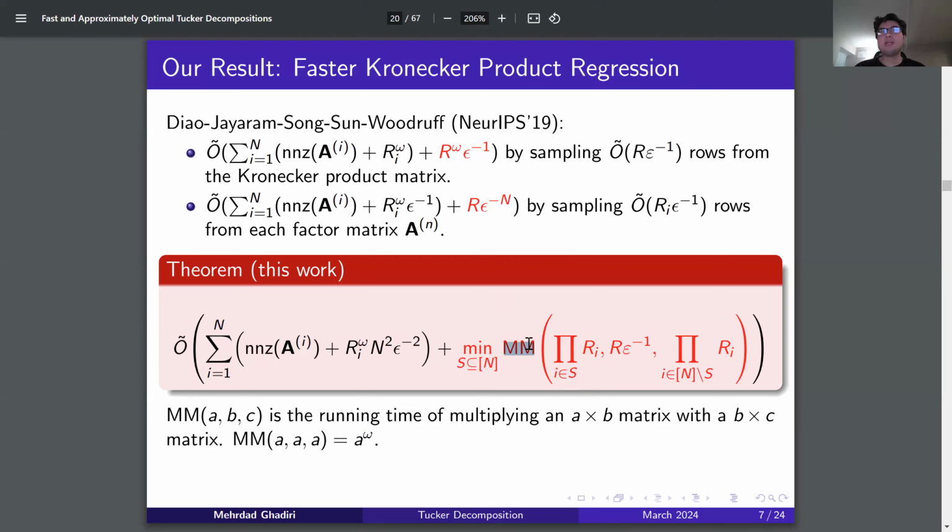And what is this MM? This is just matrix multiplication time. Multiplying two matrices, an A by B matrix and a B by C matrix, can be done in MM of A, B, and C. For example, this is the running time of multiplying an A by A matrix with an A by A matrix. So this R to the omega is essentially MM of R, R, and R.